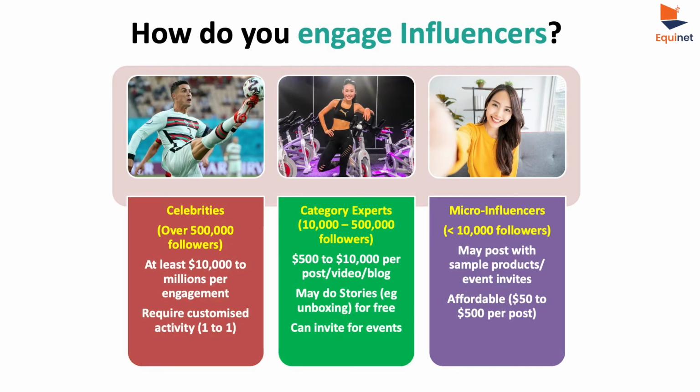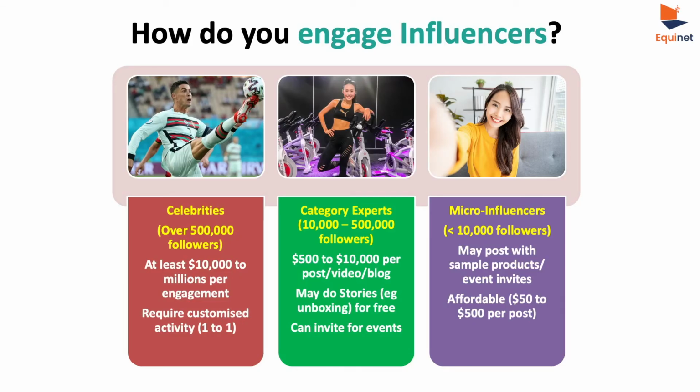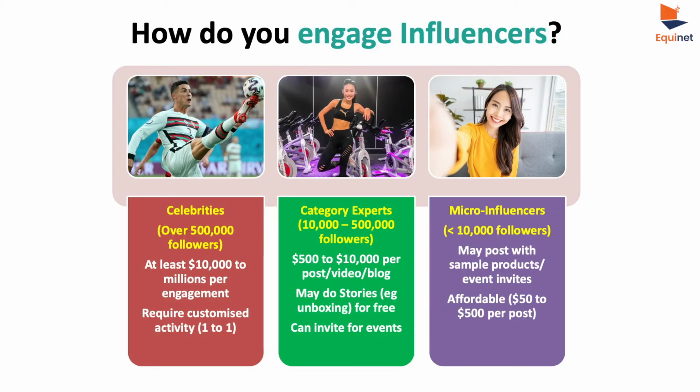If you want to work with an influencer, consider working with micro-influencers or category experts, as celebrities tend to be more picky and definitely way more expensive. With micro-influencers, they may be more affordable, which is good if you don't have a huge budget, and they can range anywhere from $50 to $500 per post, depending on their follower count. What about category experts? Their rates range wildly from $500 to $1,000 or more per post.